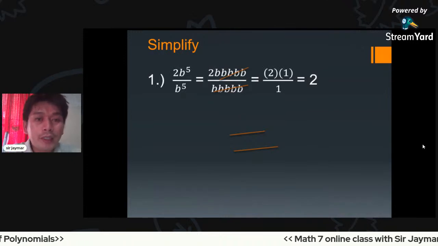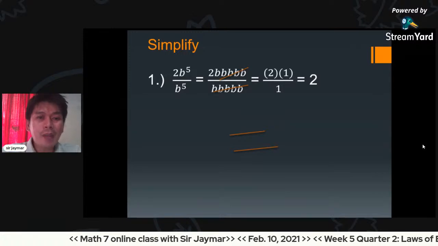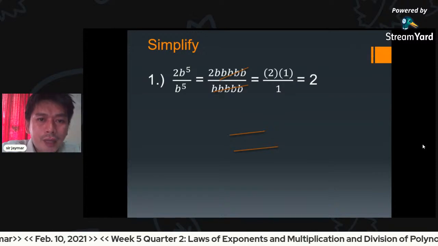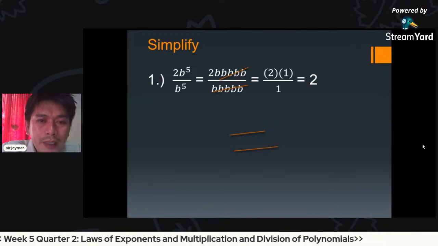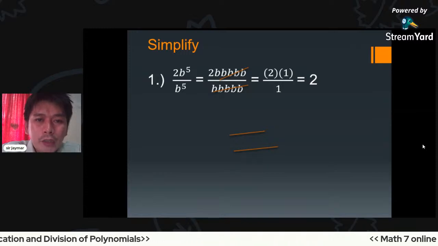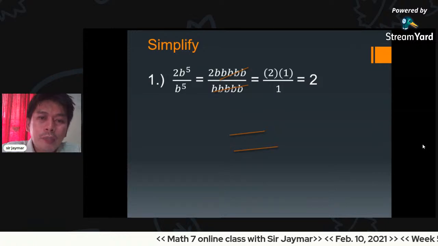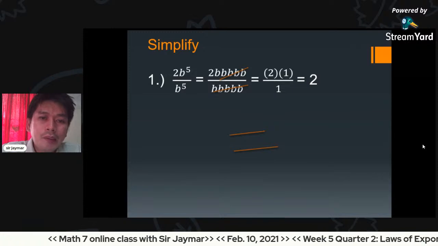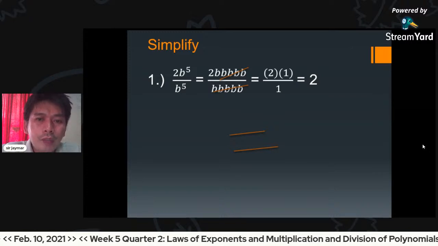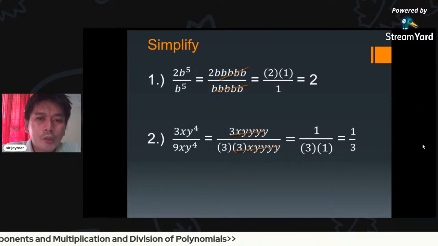Okay, to simplify 2b raised to 5 over b raised to 5. Again, b raised to 5 expanded is b times b times b times b times b, 5 times, divided by b raised to 5. So b appears 5 times. So you're going to cancel the b in the numerator and the same b in the denominator. Then there is no remaining variable in the numerator, that is 1, and in the denominator, there's no remaining variable, that is 1. So 2 times 1 is 2. 2 divided by 1 is 2.